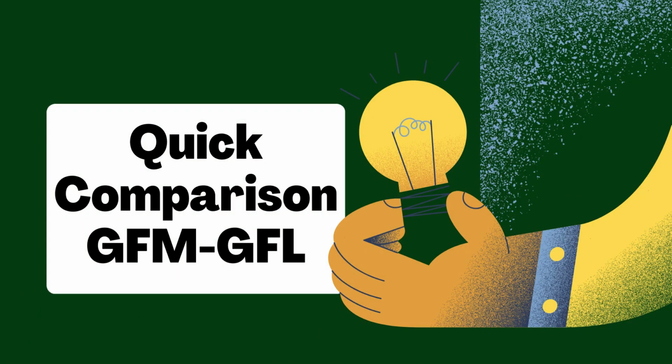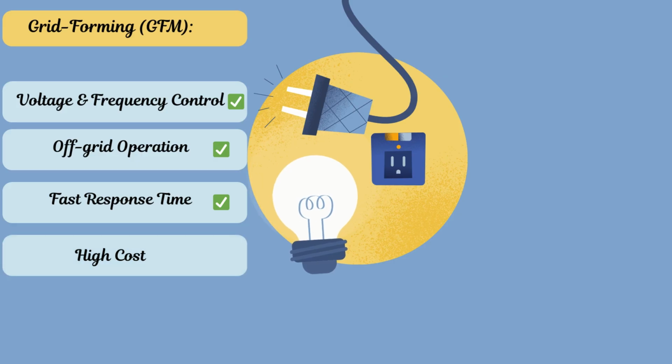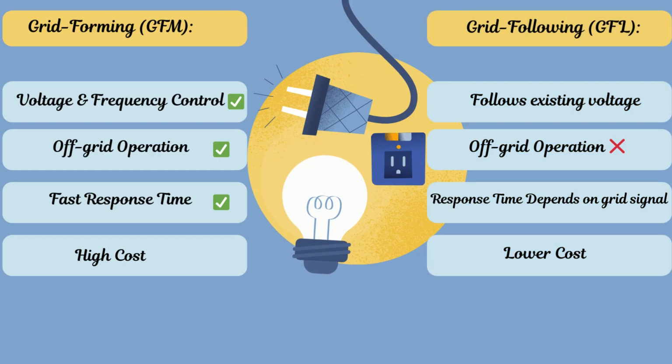Quick comparison between GFM and GFL. Grid forming: voltage and frequency control, off-grid operation, fast response time, high cost. For grid following: follows existing voltage, no off-grid operation, which means it cannot operate if there is no reference voltage. Response time depends on the grid signal, and lower cost.